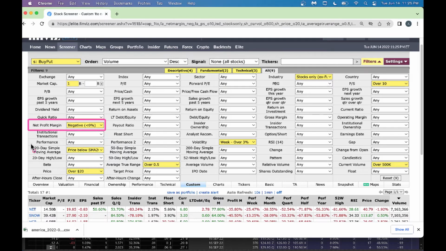And I also want to make sure the 20-day simple moving average is above the current price, meaning the current price is below the 20-day SMA. That tells you the trend is down at this time. And I want to look at price over $20, so that there is some room for the stock to go down. And I want to make sure average true range is over 0.5.